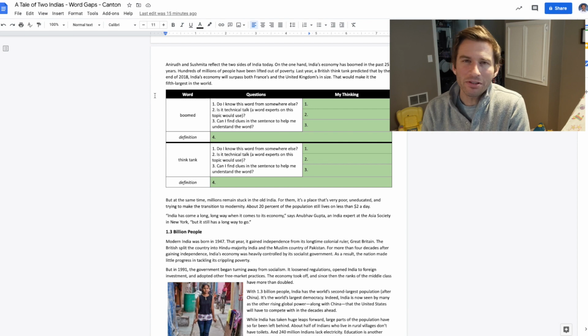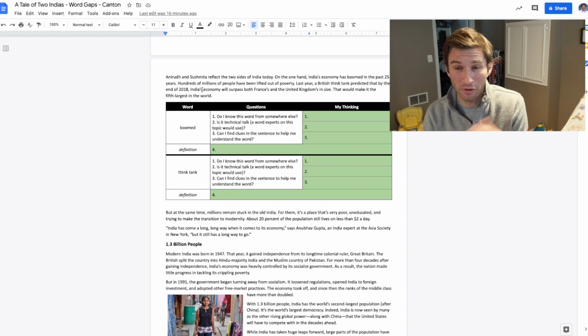Alright, so with this first word gaps, the first couple that we're going to do together, you'll notice that the words, we've already picked them out. We picked out boomed and think tank, and that's because we want to do a few of them together. And so if I were reading this, without having already picked out the words, we see in the sentence here, on the one hand, India's economy has boomed.